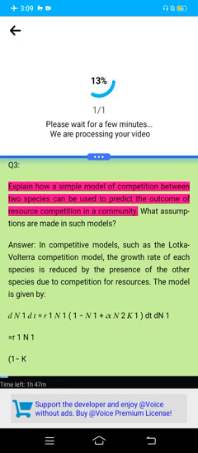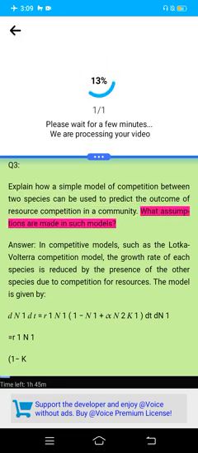Q3. Explain how a simple model of competition between two species can be used to predict the outcome of resource competition in a community. What assumptions are made in such models?